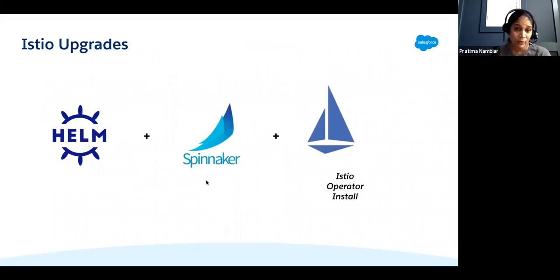Moving on to how we do upgrades, we use the operator flow, the Istio operator flow for doing upgrades. We use Spinnaker at Salesforce as our deployment pipeline. And we use Helm to define these operator CRDs and in general to configure Kubernetes objects and use our pipelines to deploy them.